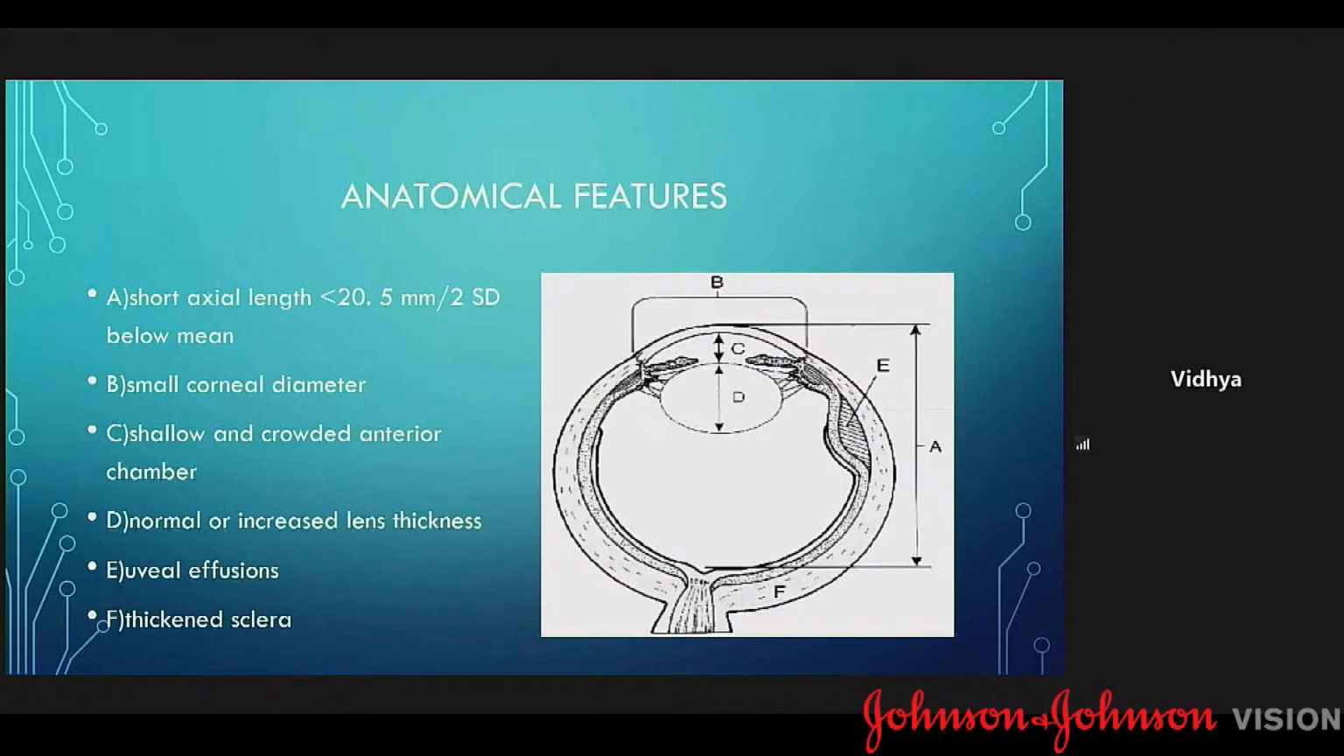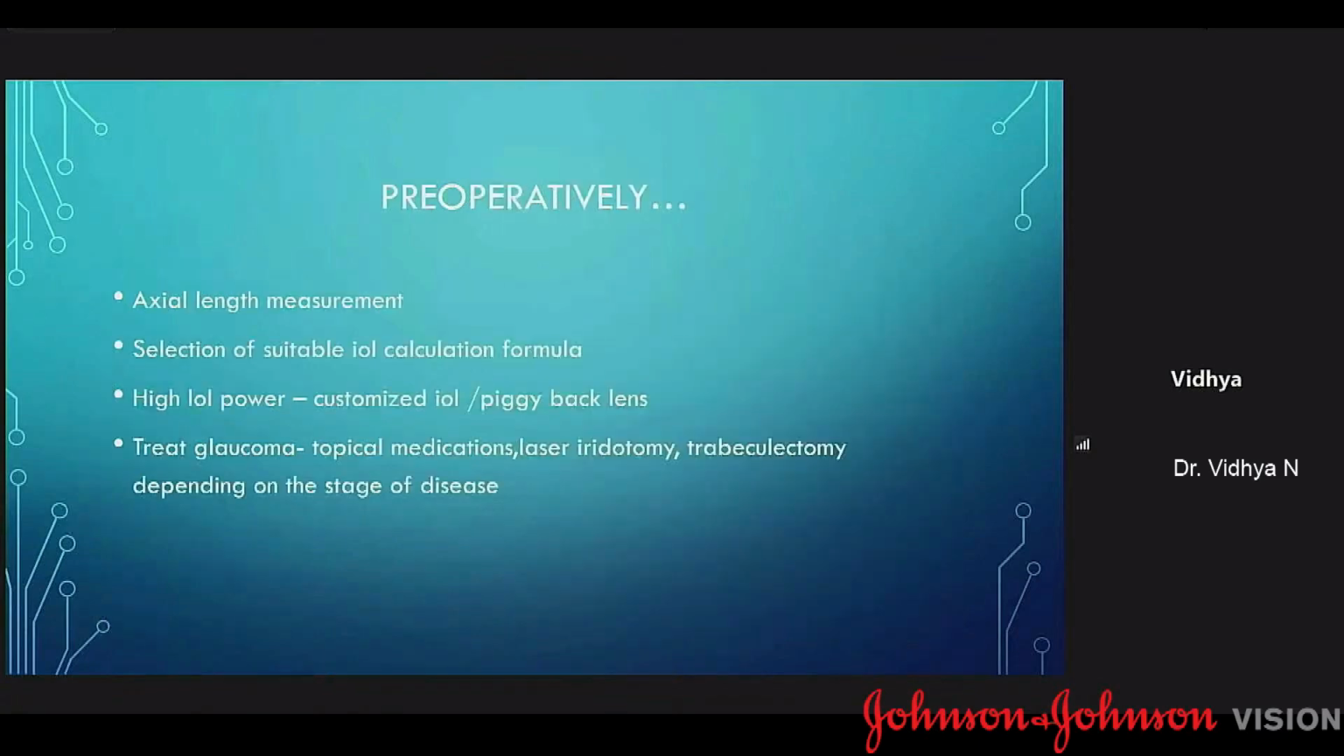This has to be differentiated from relative anterior microphthalmos and axial hypermetropia, wherein there is no thickened sclera. Preoperatively, axial length measurement and biometry are crucial, because a small error in axial length measurement can result in a wider variation of IOL power. Selection of a suitable IOL calculation formula is very important. Literature review says Hoffer Q or Holladay 2 or Haigis is good for these eyes. High IOL power usually requires customization or the option of a piggyback lens.